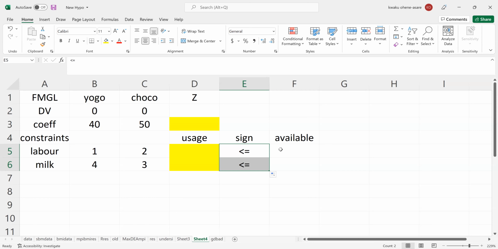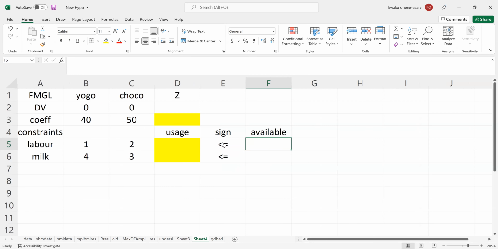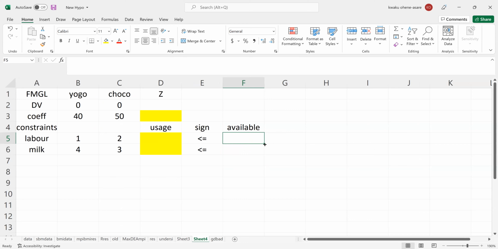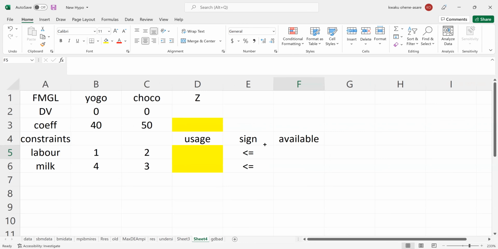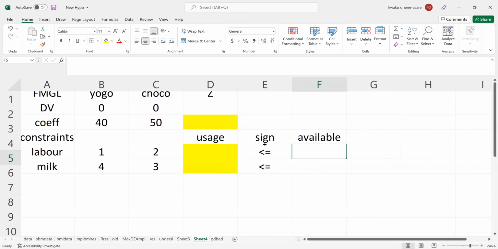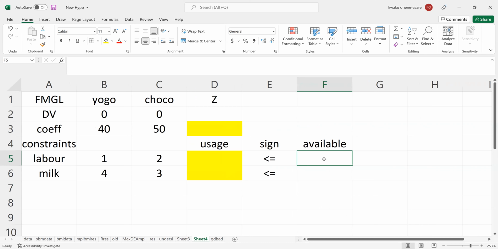The next thing is the available on the right-hand side. Now, under the labor, the available labor was what? Labor hours was 40. So for the available, you type the number 40. And then for the milk, it was 120. So you type 120.